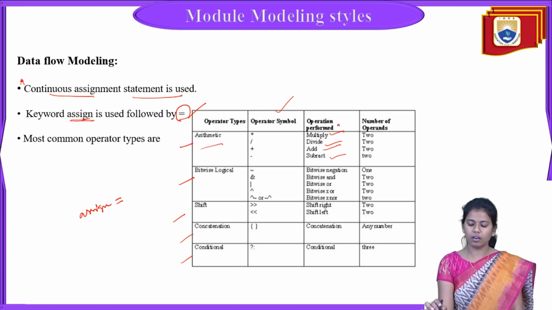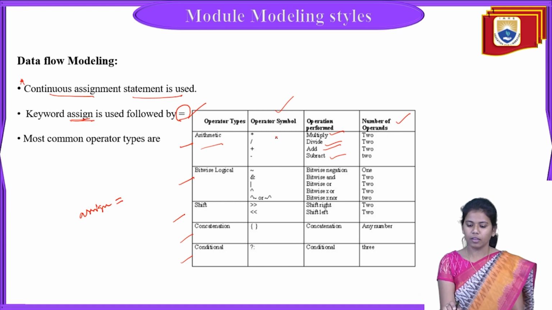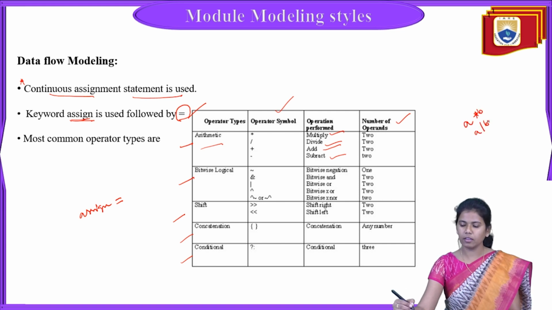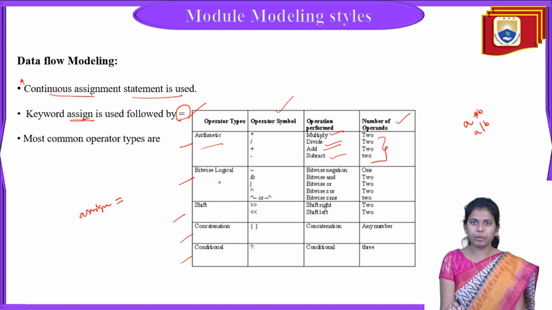Already I think you might know all these operators. In the previous classes or in the previous semester, you might have studied them. These are the basic things. Next, the number of operands. What are these operands? In order to multiply, two operands are needed, A into B. To divide, A slash B. So for multiply, divide, add and subtract we need 2 operands.